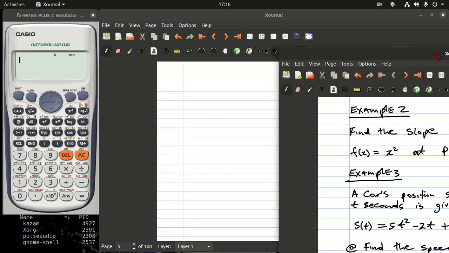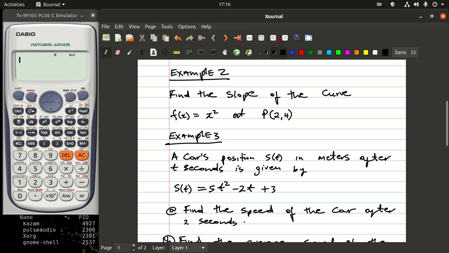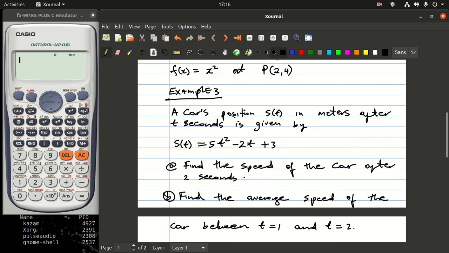Let's look at another example and see, maybe we will get something here. Now, a car's position in meters after t seconds is given by s of t is equal to 5t squared minus 2t plus 3. Find the speed of the car after 2 seconds. Okay, let's talk about the speed. The speed is in meters per second, which means it is actually the rate of change of this function here at t is equal to 2. So we're looking for the rate of change of this function at t is equal to 2. Speed is the rate of change of that.